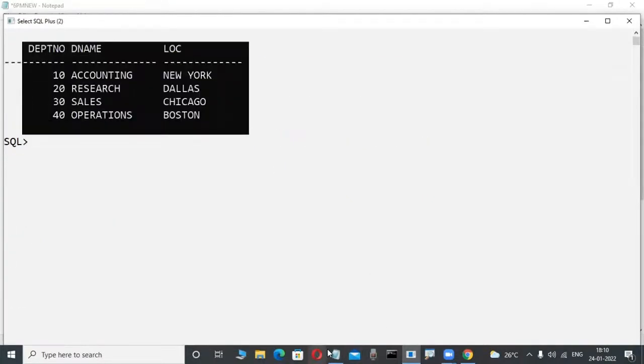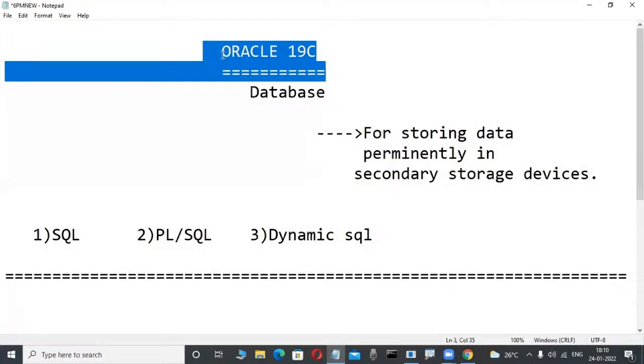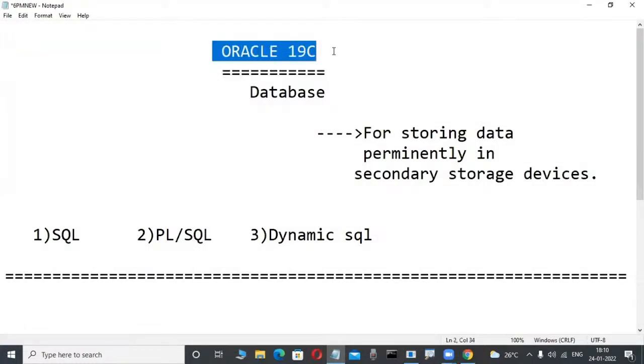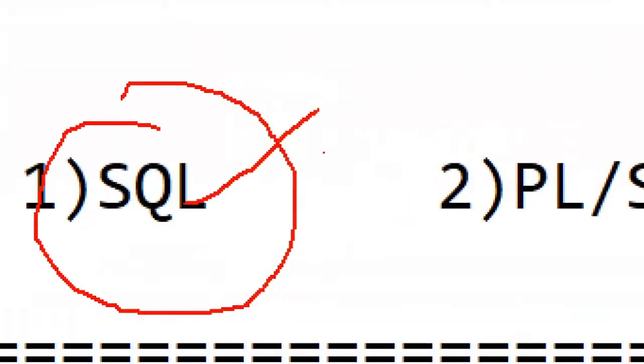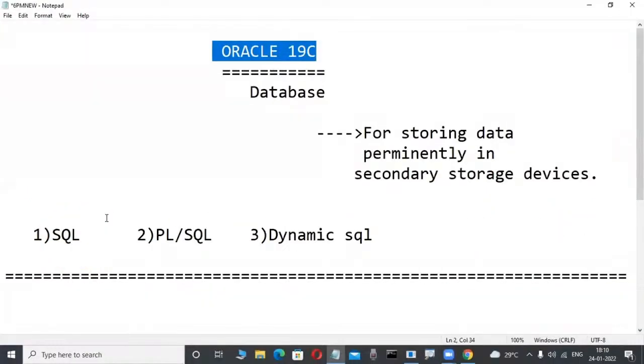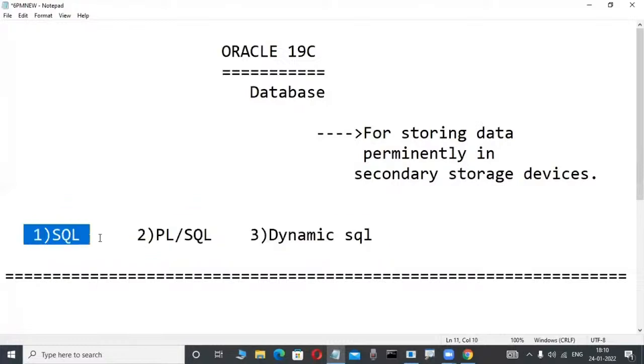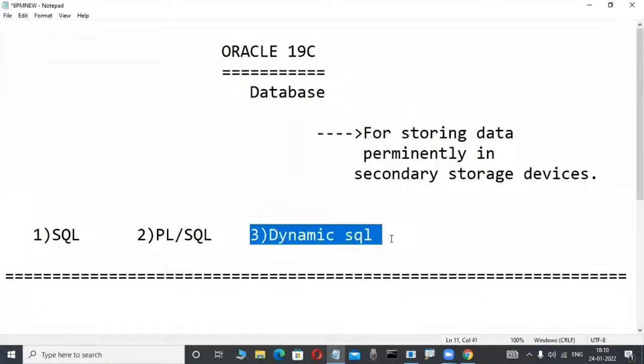Okay, yeah. Now for operating these types of relational data model products, one universal language is there. What is that one? SQL is a language, structured query language. But for the Oracle product we are operating, not only the SQL language, three languages are there. One is SQL, another one is PL/SQL, the procedural language extension for SQL. Another one is dynamic SQL.